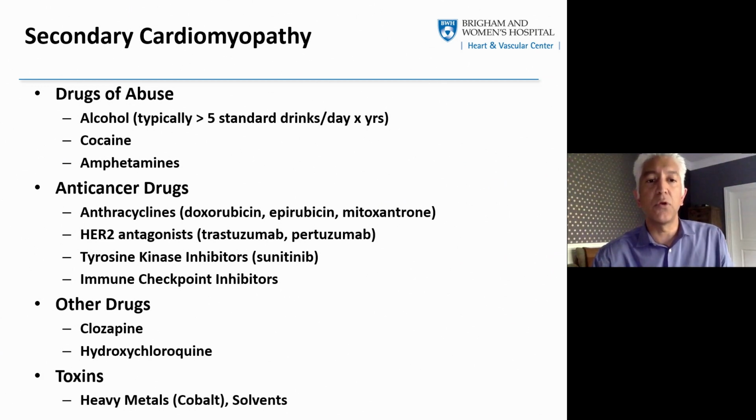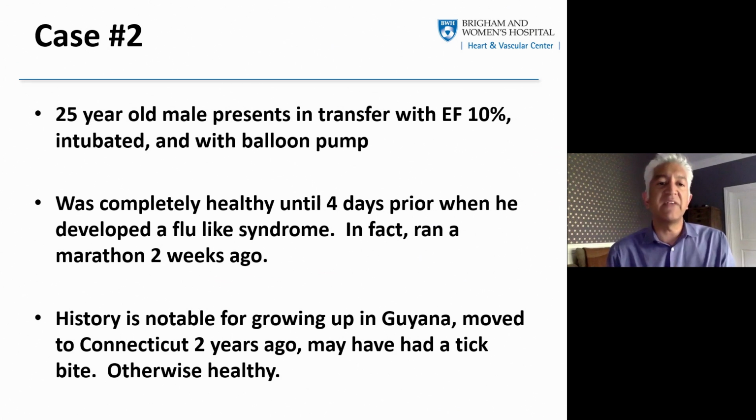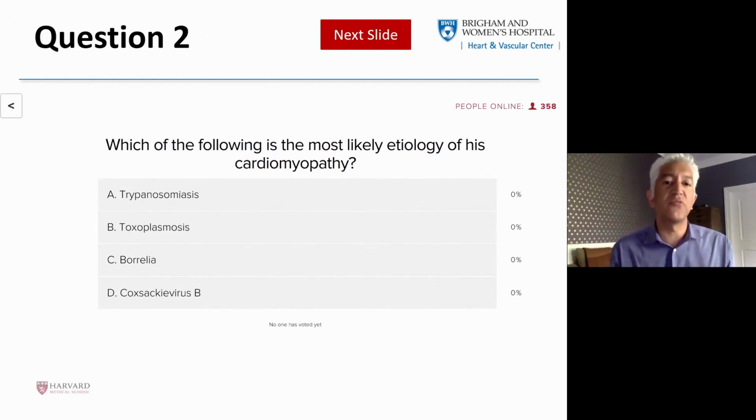The second case here is a 25-year-old man who presents in transfer to your hospital with a low ejection fraction. He's intubated and has a balloon pump in place. He was completely healthy until 4 days prior when he developed a flu-like syndrome. In fact, he ran a marathon a couple of weeks ago. His history is notable for growing up in Guyana. He moved to Connecticut a few years ago. Maybe he had a tick bite. He's otherwise healthy. So my question to you is, what's the most likely etiology of his cardiomyopathy?